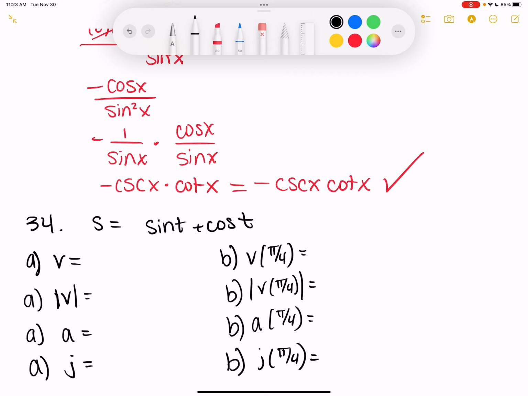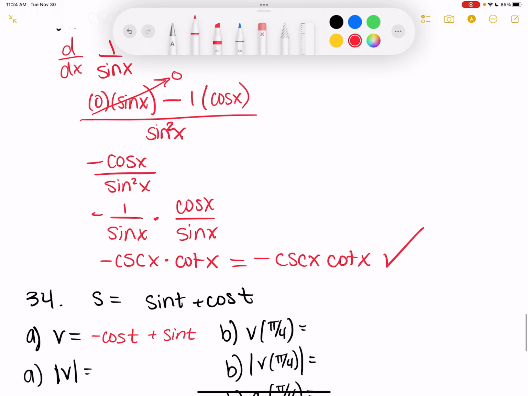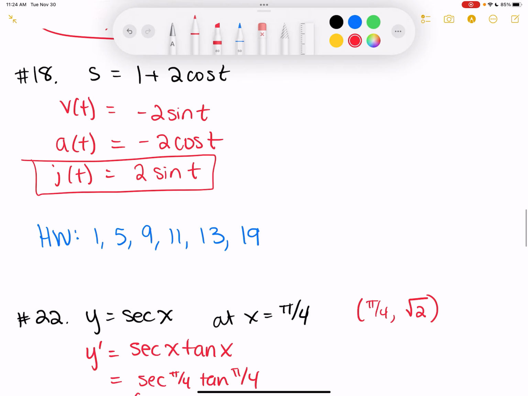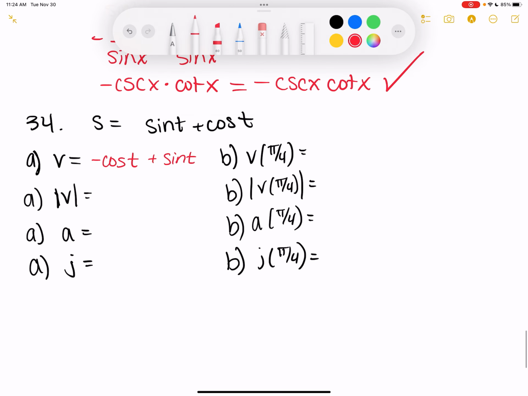Okay, so to get velocity, I take the derivative of position, so what would that be? I think that's backwards. I think your signs are backwards. Yeah. So this one's positive and this one's negative. All right, and then for speed, we're just writing it as the absolute value of that.